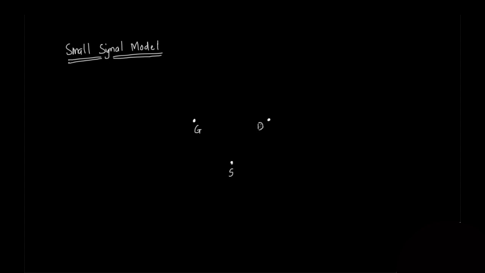Also we know that gate terminal doesn't draw any current from the input source, so there will be nothing connected from gate to source. Okay, input part is complete. Now we have two small signal parameters to put in, which are GM and Rout. How and where to put them?